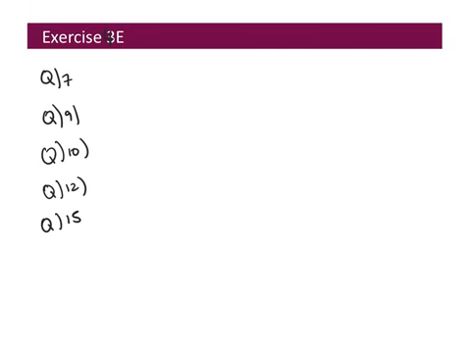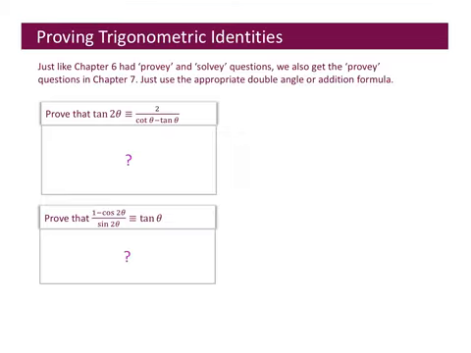So please can you now do question 7, question 9, question 10, question 12, and question 15. Okay, and then the last thing is we're going to be proving trigonometric identities. So prove that 2 tan theta equals 2 over cot theta minus tan theta. So what we're going to do is make sure that we use the appropriate double angle formula or addition formula.